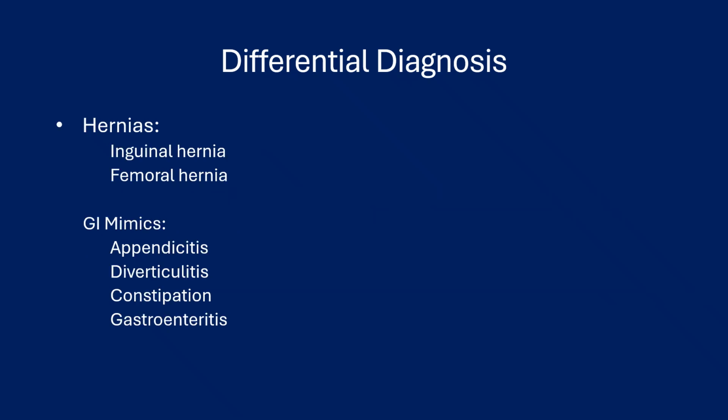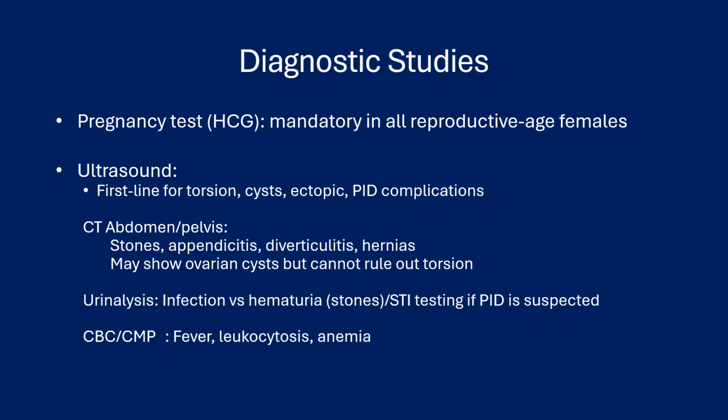Differential diagnosis, hernias: inguinal hernia, femoral hernia. GI mimics, less common, but think about appendicitis, diverticulitis, sometimes constipation, as well as gastroenteritis. Gastroenteritis would typically be more generalized symptoms as opposed to being localized.